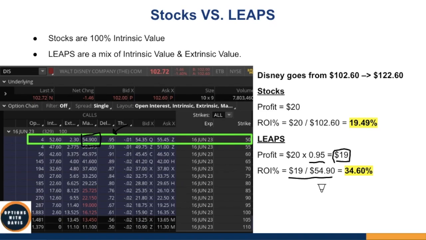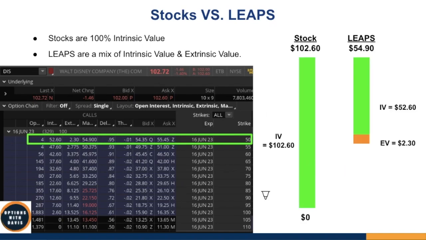You can see that if you're using stocks, your return will be lower than if you were to buy LEAPS. Now, what happens if the stock was to go down? All right, what happens to the price of both of them? So you can see down here, I've created this two little bar that measures the intrinsic value as well as the extrinsic value down here.